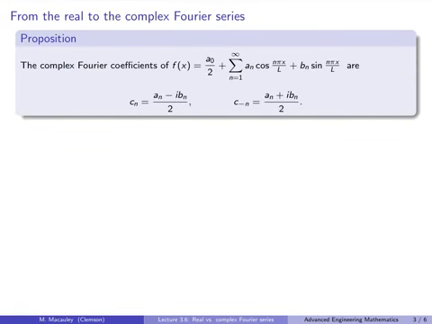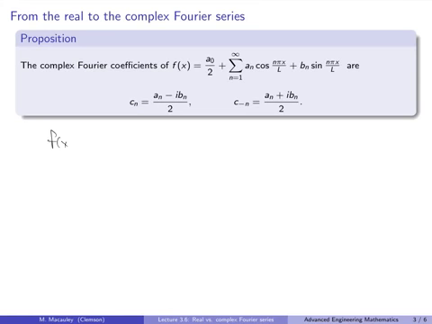Here's the first result out of 2. This is how to go from the real to the complex Fourier series. So let's suppose that we have a function f of x and we know its real Fourier series. So we know the ANs and the BNs. And here's how we get the complex Fourier coefficients from that. So Cn is AN minus IBN over 2, and C minus N is AN plus IBN over 2. So let me show you why this is true.